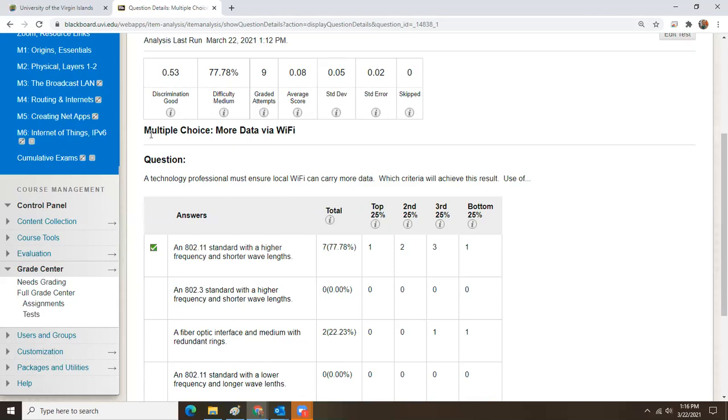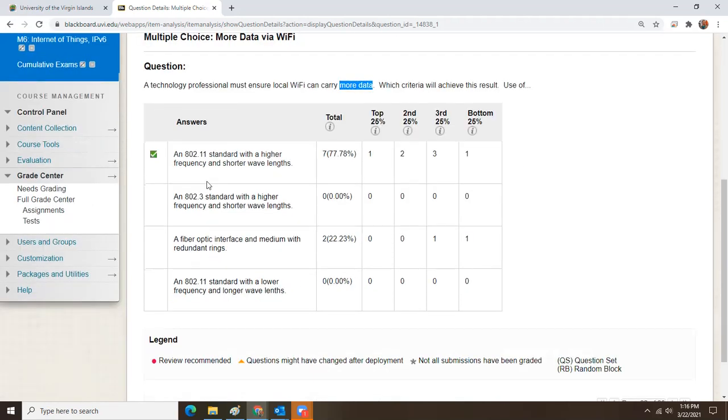Okay. The next item that posed a significant challenge. A technology professional must ensure local Wi-Fi can carry more data. So when we're talking about carrying more data with wireless, we're talking about radio electromagnetic signals or waves. So we want the Wi-Fi signal, or electromagnetic waves, to carry more data. Which criteria will achieve this result? Use of an 802.11. So Wi-Fi is 802.11. 802.3 is a different standard altogether that has nothing to do with wireless. Doesn't have to do with Wi-Fi. So that would be a bogus answer. Nobody fell for that. A fiber optic interface or medium with redundant rings would not have anything to do with Wi-Fi. That would be fiber optic. So this has to do with radio signals, and this has to do with fiber optic cables.